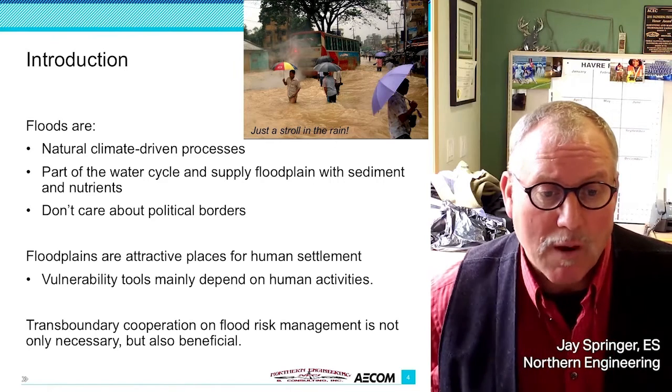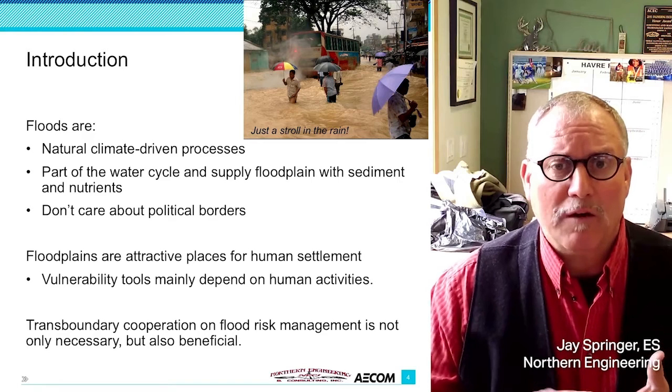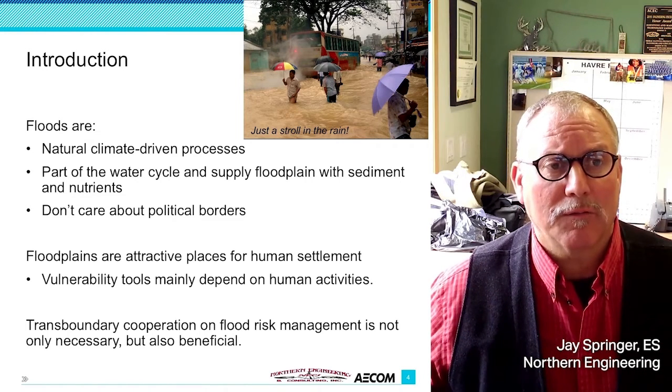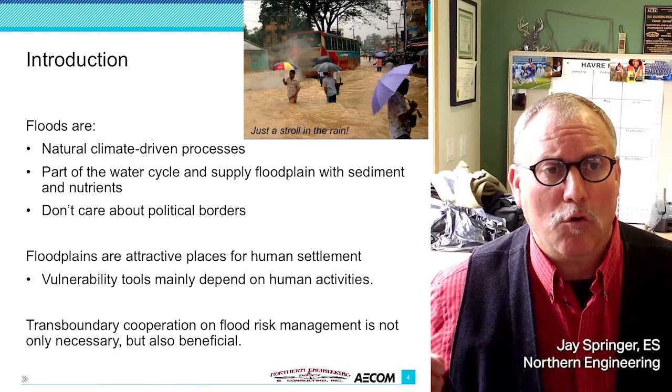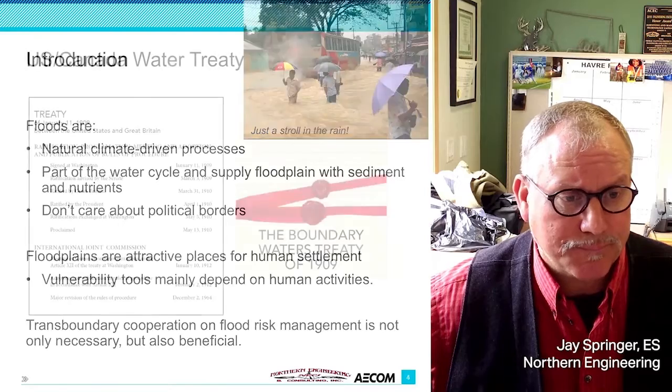So transboundary cooperation on flood risk management is not only necessary, but beneficial. How do we get waters that need to flow from one country to another in a manner that also doesn't impact the floodplains? How do we manage all that?